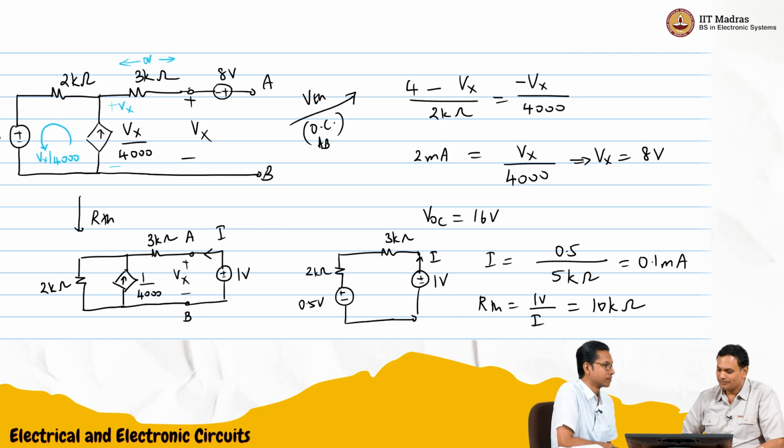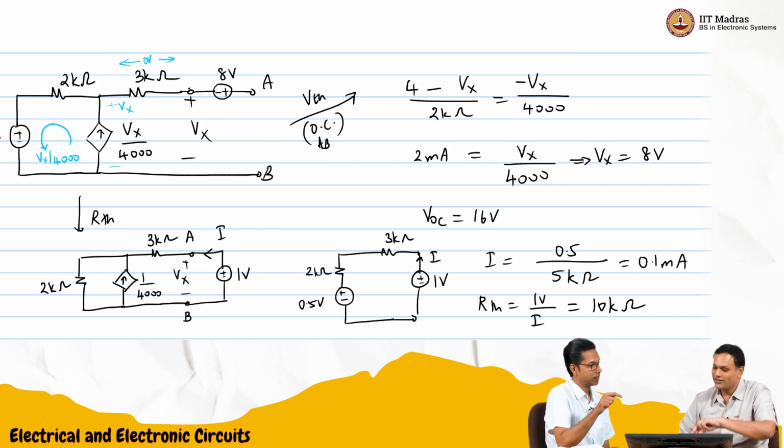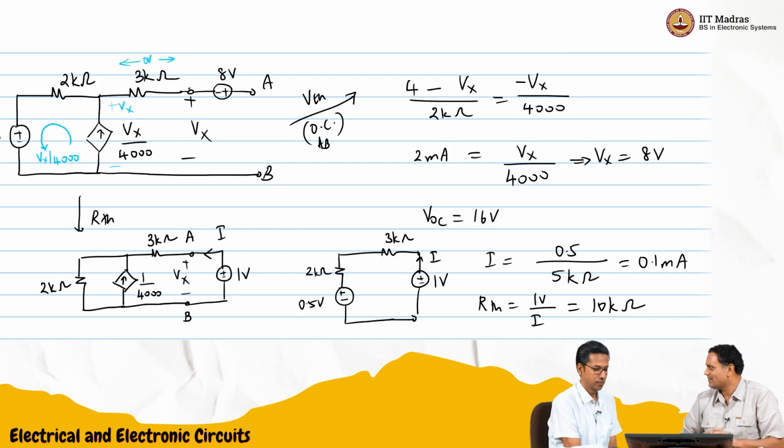Good. Easy, relatively straightforward. You just need to keep track of the polarity signs very carefully. So we have done both. In the previous one we applied current and then found the RTH. Here you have applied 1 volt and found out the current and taken the inverse of that. Both of them will give the same answer.